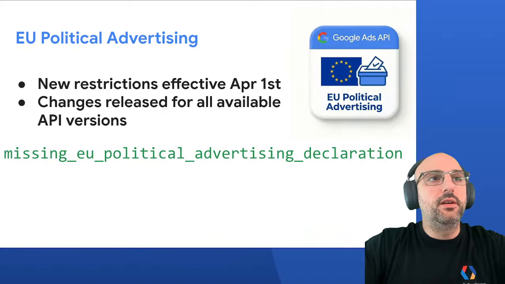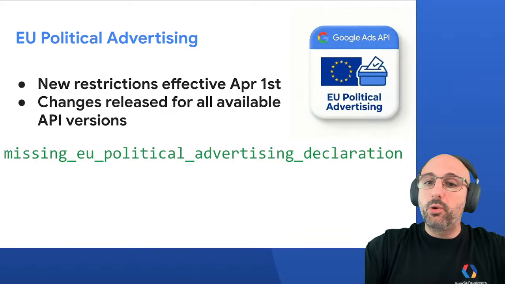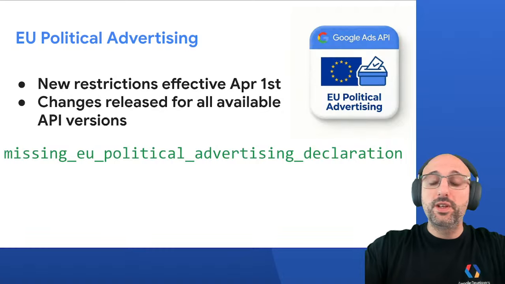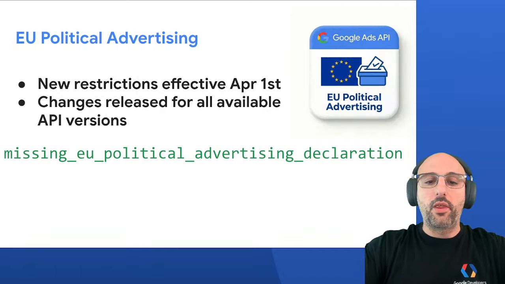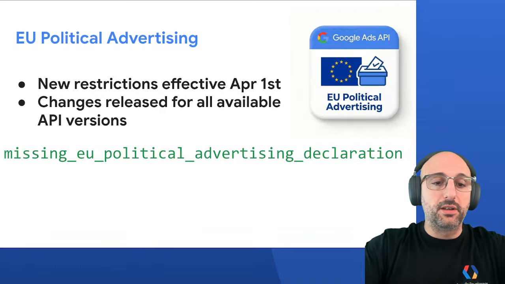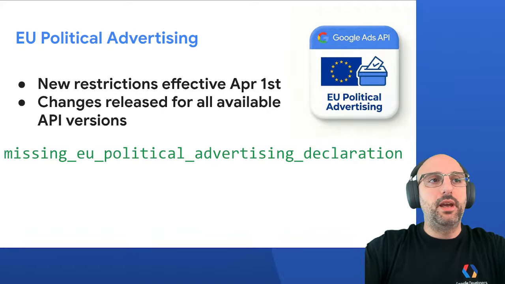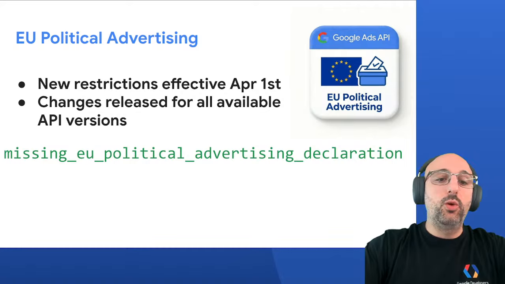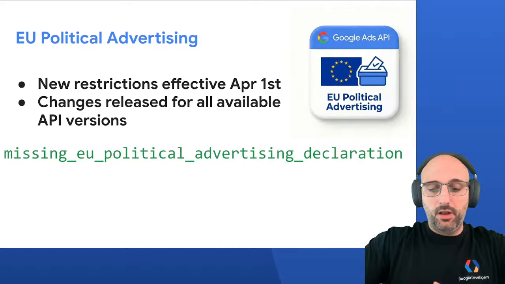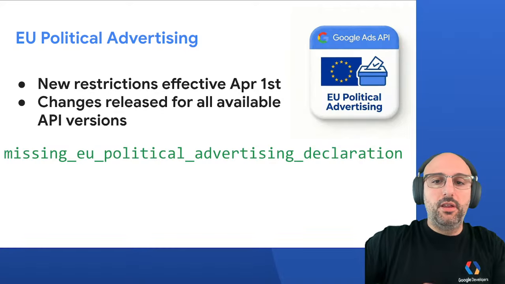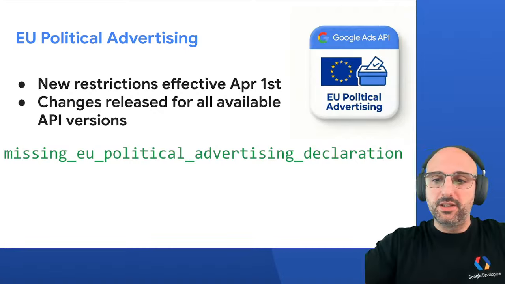So what we did in V23.1 to help you comply with this is exposing fields that let you know which ones of your campaigns are still missing the declaration of whether or not they are serving political advertising in the European Union. If you have campaigns that don't have this declaration, you will be restricted from any campaign mutates starting from April 1st.